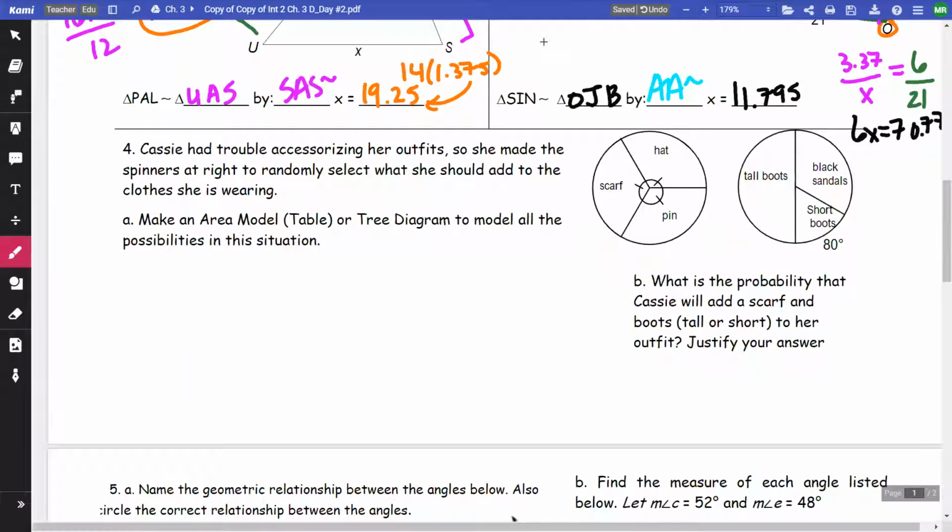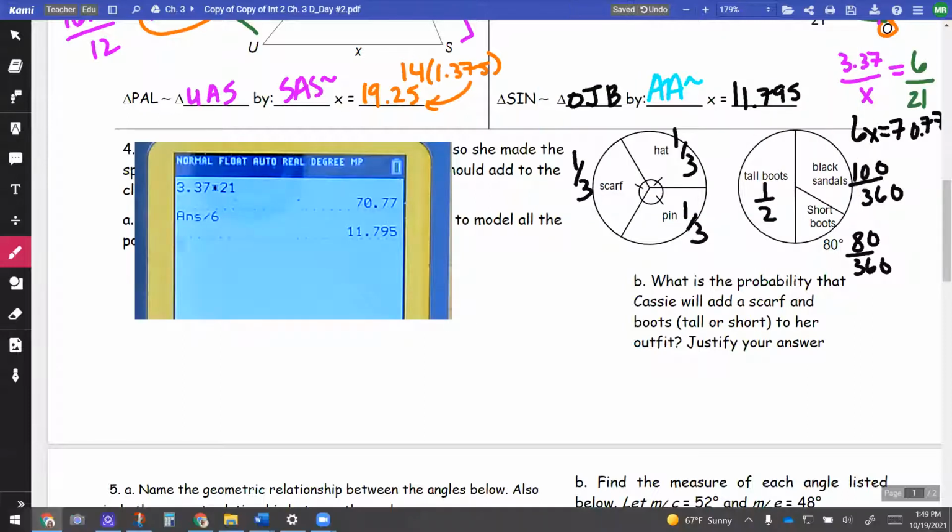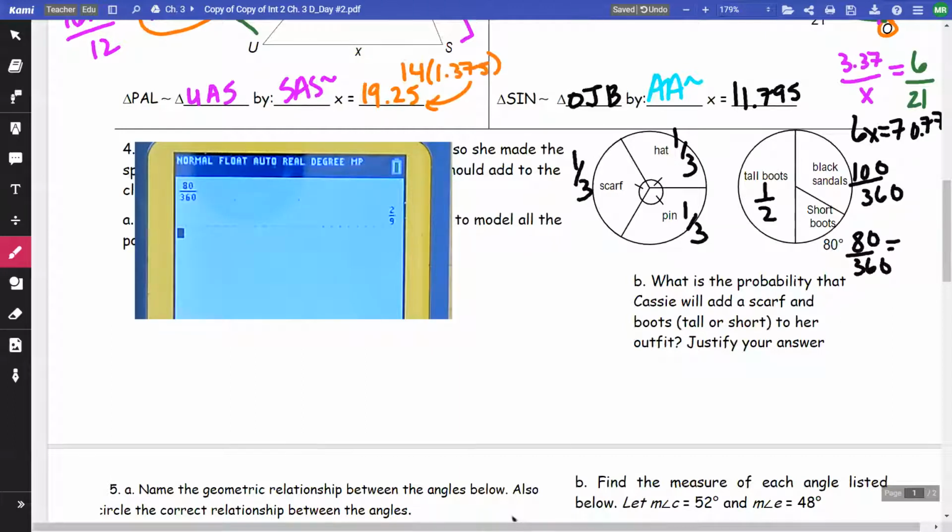Okay, so on number 4, each of the first ones is going to be 1/3, 1/3, 1/3. This is going to be 1/2. If that's an 80, it's 80 out of 360, which I'm going to reduce here. And this is going to be 100 out of 360. So I'm going to put my calculator on. I'm going to do alpha y equal, hit number 1. 80 over 360 is equal to 2/9. And 100 over 360 is equal to 5/18.